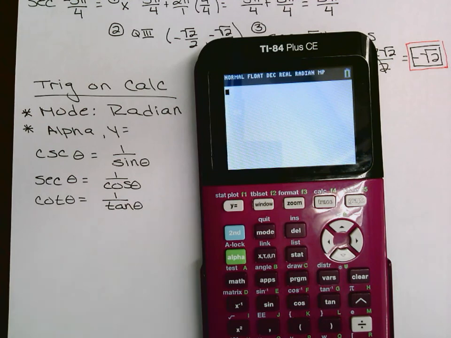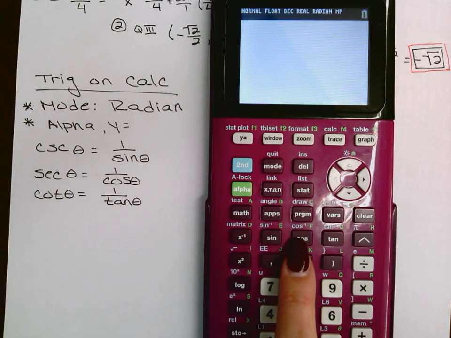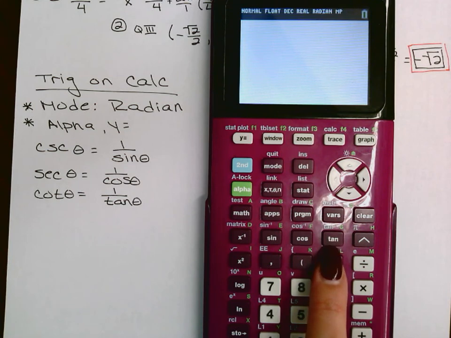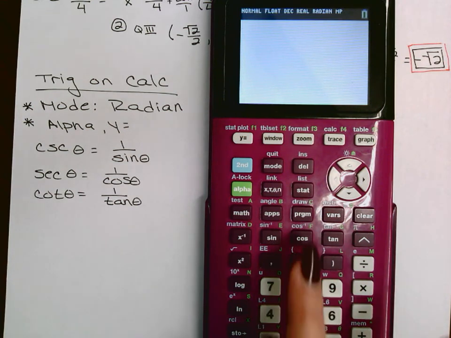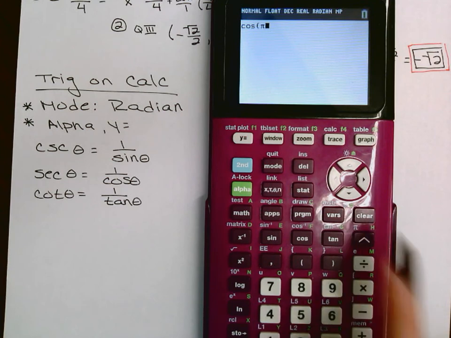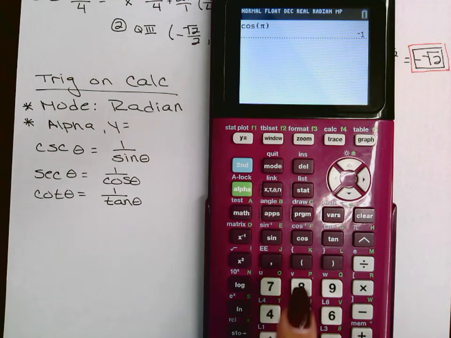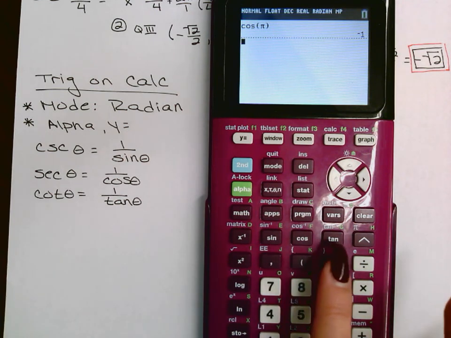Now, down here, you should be able to see that the calculator has the buttons sine, cosine, and tangent, okay? So if I want, for example, cosine of, let's say, pi, you press second and the little arrow has the pi. So if you want cosine of pi, you literally just put it in and it'll give you the answer, negative 1.